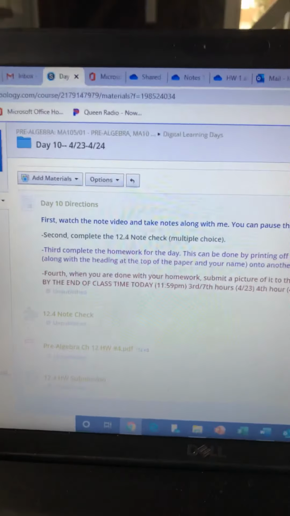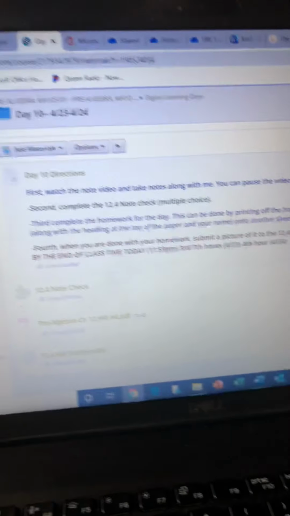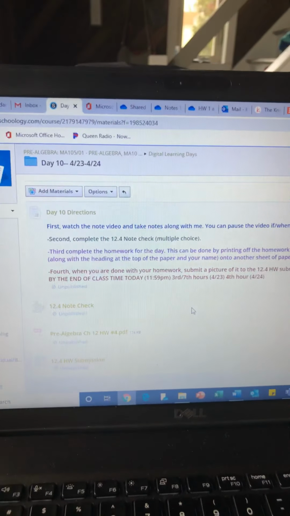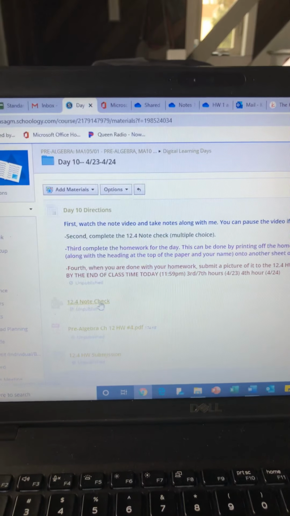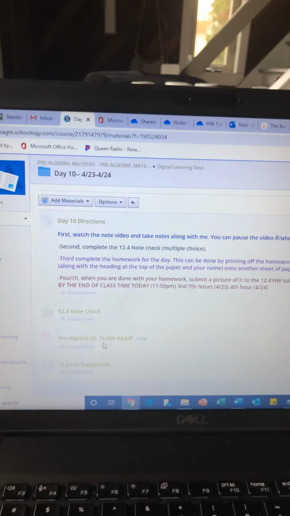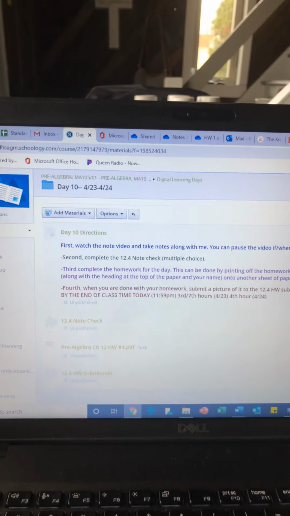All right, pre-algebra day 10. I'm going to go ahead again, go into digital learning days, day 10. Directions: please make sure you're doing these in order. Some of you are doing the homework, but not the note checks. Some of you are doing the note check, but not the homework. Please make sure you complete both of them.